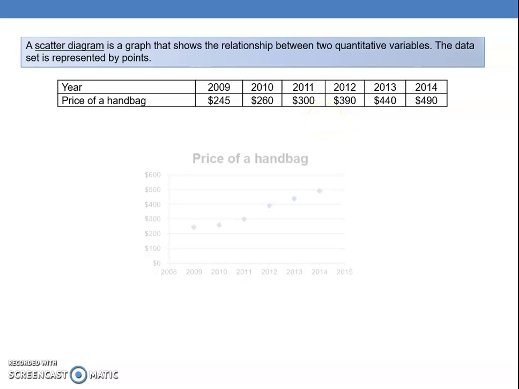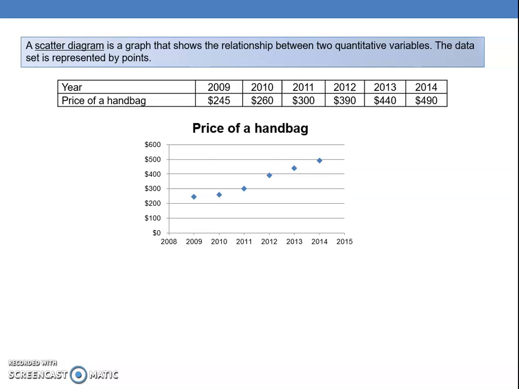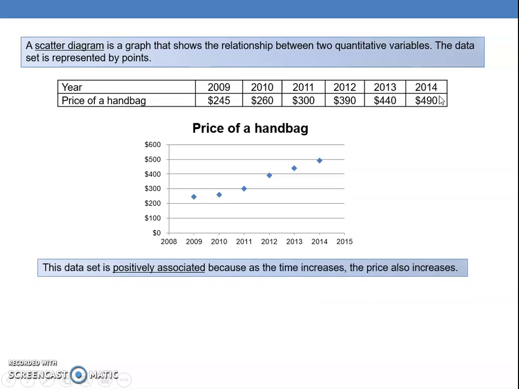As time goes on. So using Microsoft Excel, I was able to create what we call a scatter diagram or a scatter plot, which you can see here. So as you can see, each pair here is represented by a point. So for example, this point right here is for the year 2009, and the price of that is $245. And I would plot all the points until 2014. So we say there is a positive correlation between the variables, and the reason for this is because as the time increases, the price also increases. So they go up at the same time.